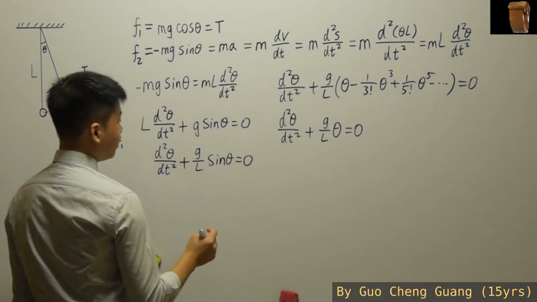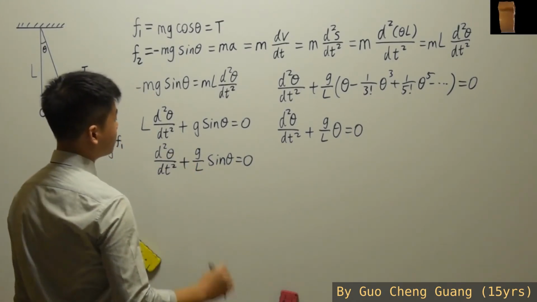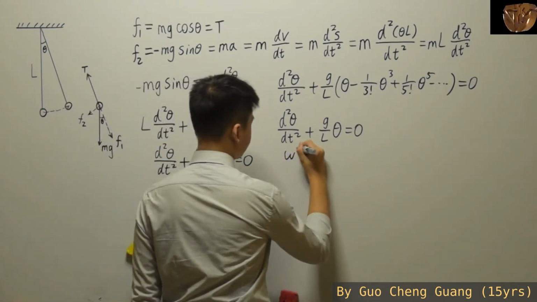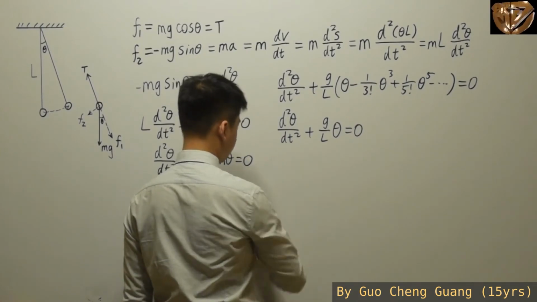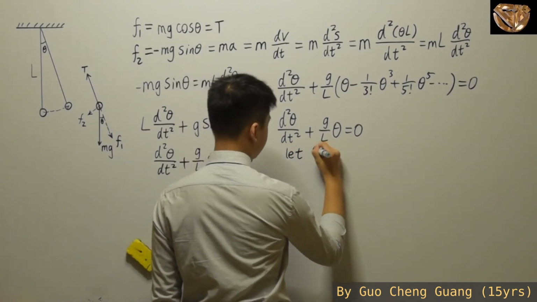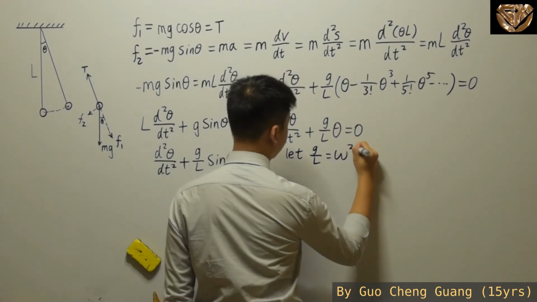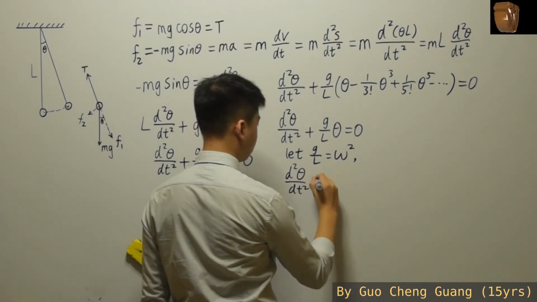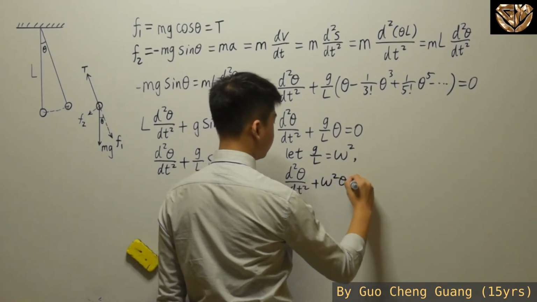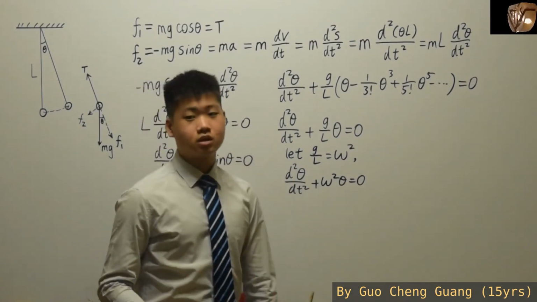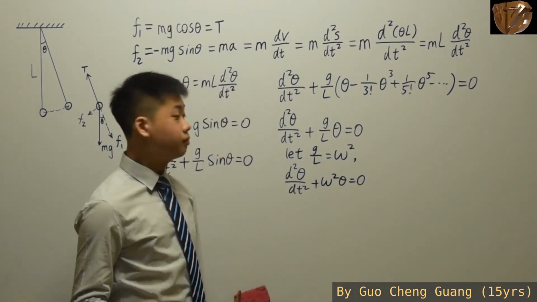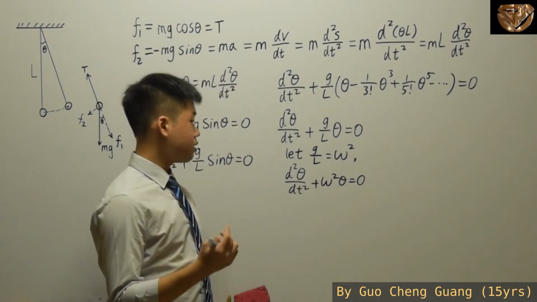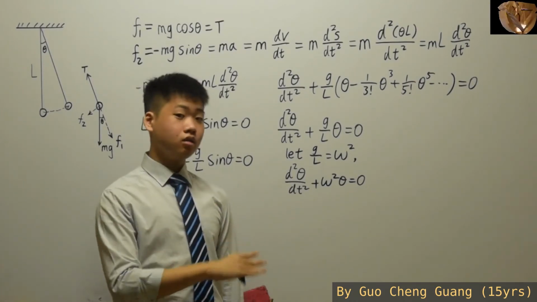So then we take a look at this again. Is there something more familiar about it, maybe? Or how about we just make a substitution? So let g over L be equal to omega squared. And you just see your angular acceleration added on to omega squared theta is equal to 0. Now this makes theta seem more solvable, doesn't it? Since you have a second derivative and you have an omega squared, this means your theta could be a sine or a cosine.